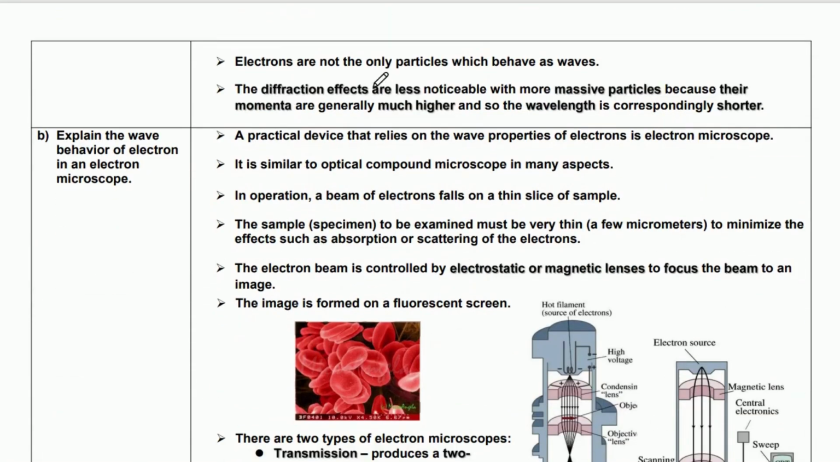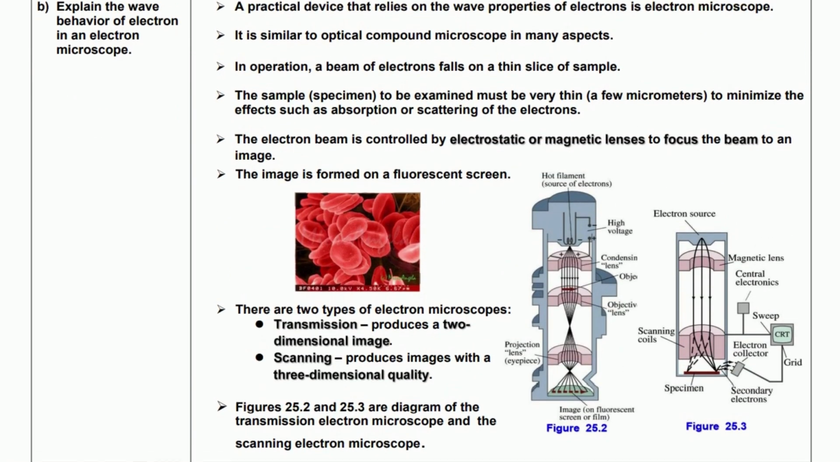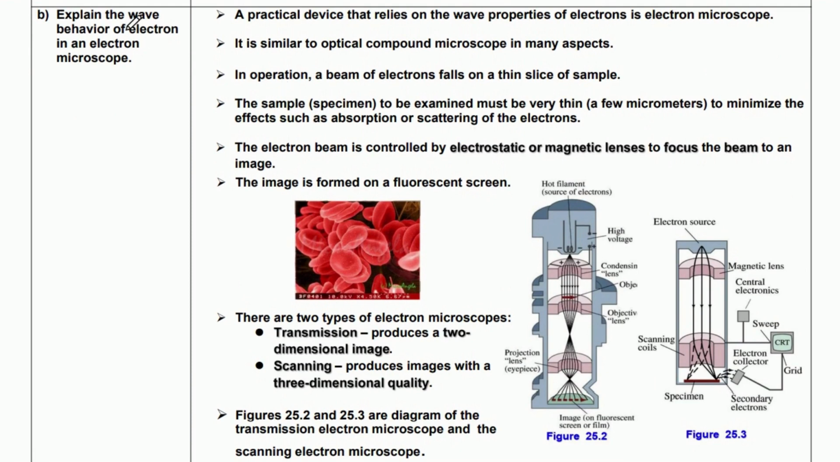So, electrons are not the only particle which behave as a wave. The diffraction effect is less noticeable with more massive particles because their momentum is generally much higher, and so the wavelength is correspondingly shorter. Okay ya. So ini part yang seterusnya. Explain the wave behavior of electron in an electron microscope.